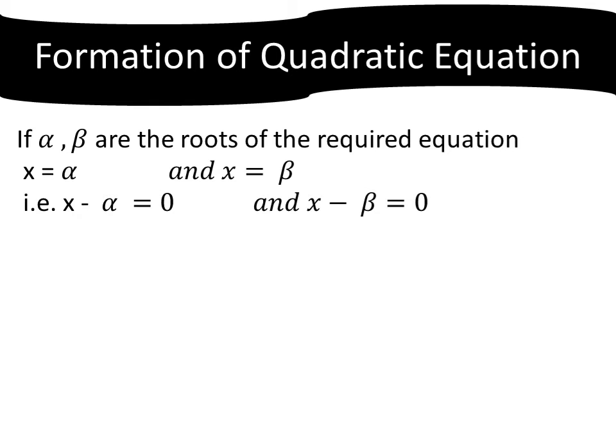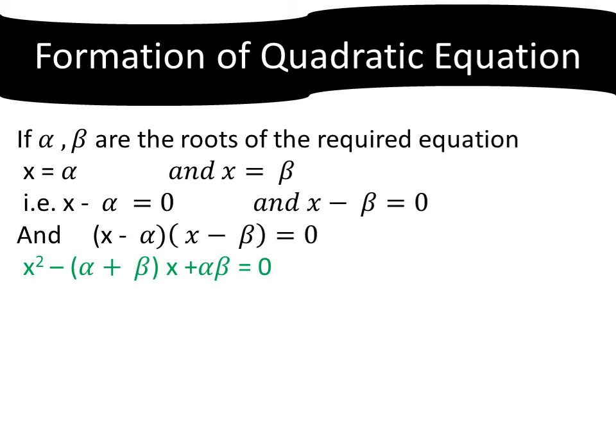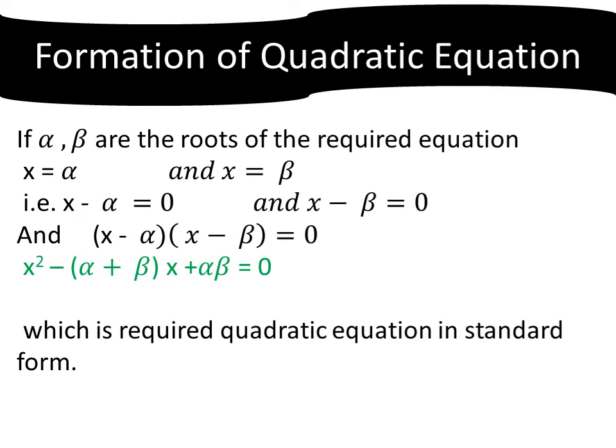Now we have to take the product of both these equations. For this we will write x minus alpha into x minus beta equal to 0. By multiplying these terms we can write x square minus alpha plus beta into x plus alpha beta equal to 0, which is the required quadratic equation in standard form. Here the value of a is 1, the value of b is minus alpha plus beta and the constant here is alpha beta.